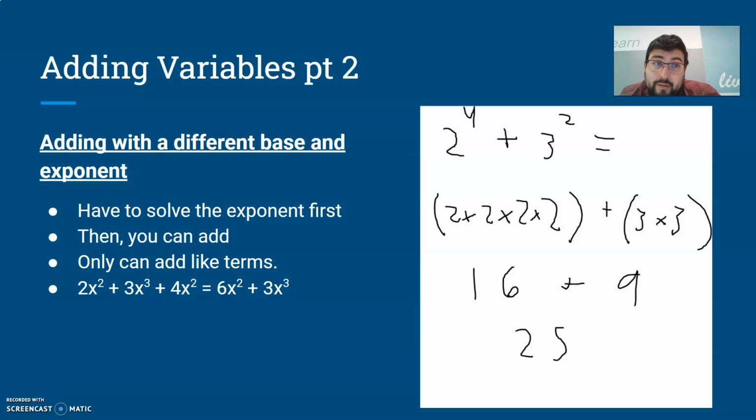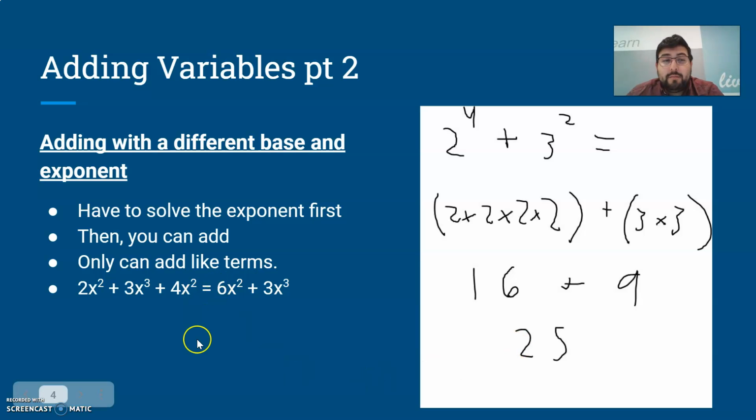For part 2 of adding variables, now, let's say there's a different base and a different exponent. So 2 to the fourth power plus 3 to the second power, you're just going to write it out. So 2 times 2 times 2 times 2, and 3 times 3. So 2 times 2 is 4, and then 2 times 2 is 4, and then 4 times 4 is 16, and then 3 times 3 is 9, then 16 plus 9, 25. And that's how you would do something like that with those numbers.